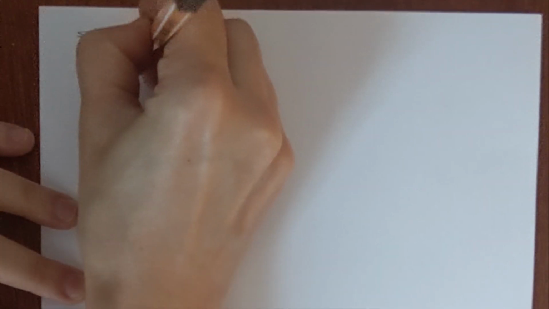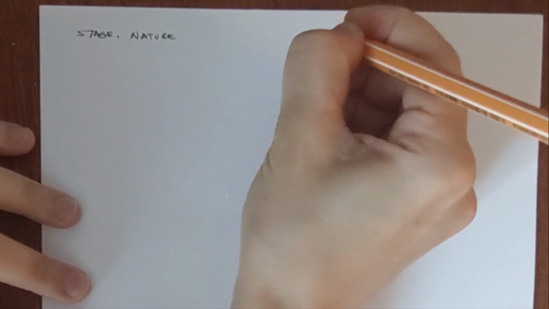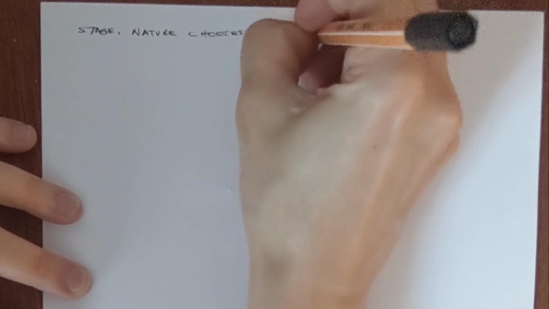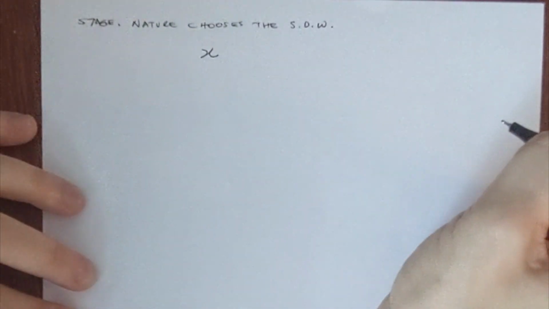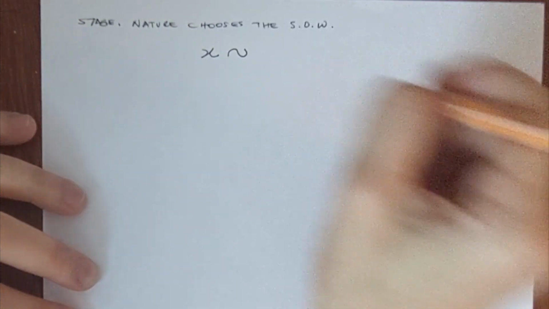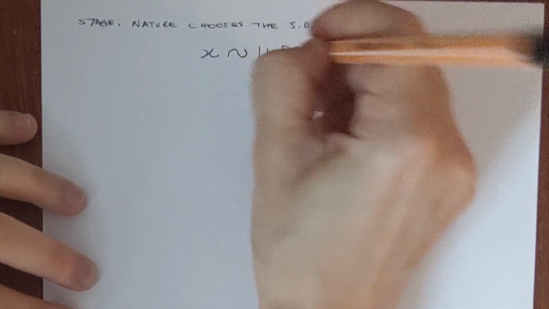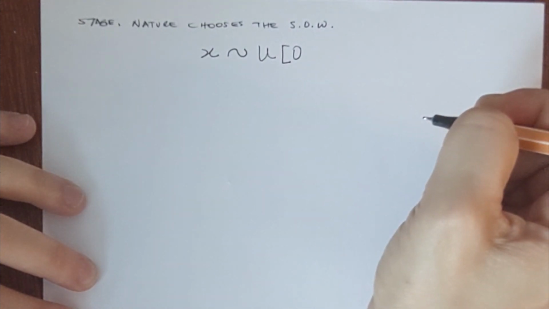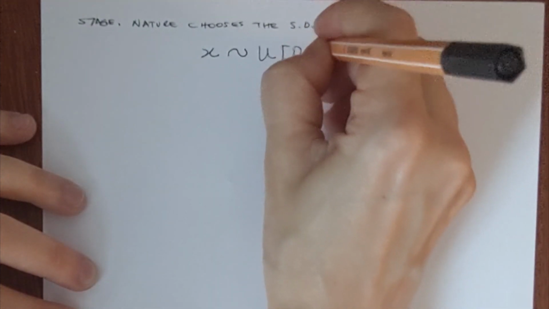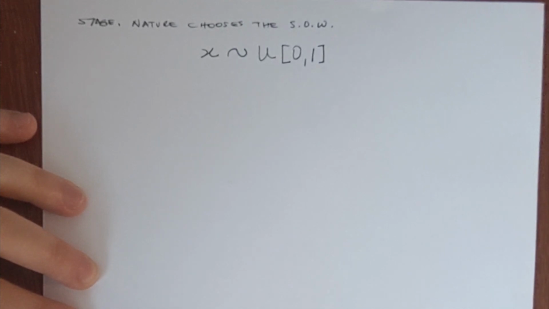Stage 1, nature, chooses the type, chooses the state of the world, which we call X. And this time it's going to be uniformly distributed along the unit interval 0 and 1. X is not only the state of the world, it represents the so-called truth, quote unquote.